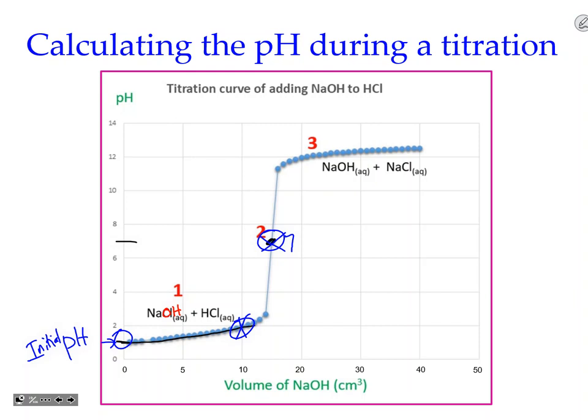And then they usually want you to calculate excess, like up here at 20. After you've gone past the equivalence point, what is the pH now? So that's what we're going to work our problems along: the pH along the titration curve, figuring out the various pHs at those different points along our graph.